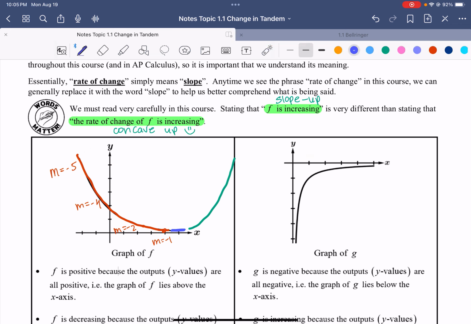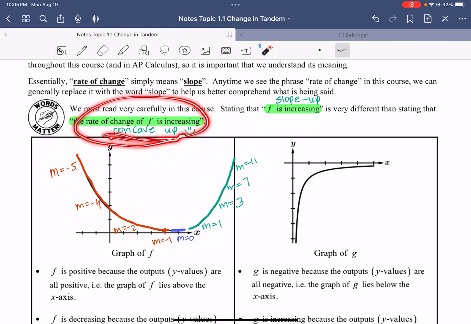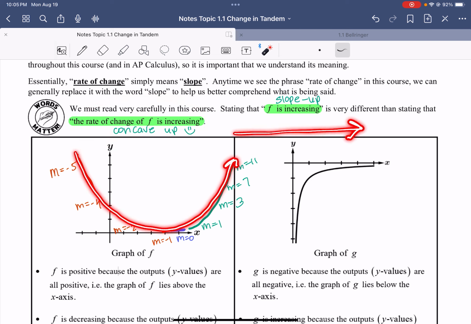okay? So after that, when you get here, your slope is 0 when you hit that minimum. And after that, your slopes are going to get positive, but they're going to get bigger. So let's say you start at 1, then let's say you go to 3, then let's say you go to 7, and then maybe 11, okay? So when we say the rate of change is increasing and it's concave up, that doesn't mean that the slopes are always positive. It just means that as you go through the curve, your numbers are getting bigger. So these are going bigger if you think about it on a number line. Okay, so it would be -5, -4, etc., 0, 1, 2, and then all the positive numbers.